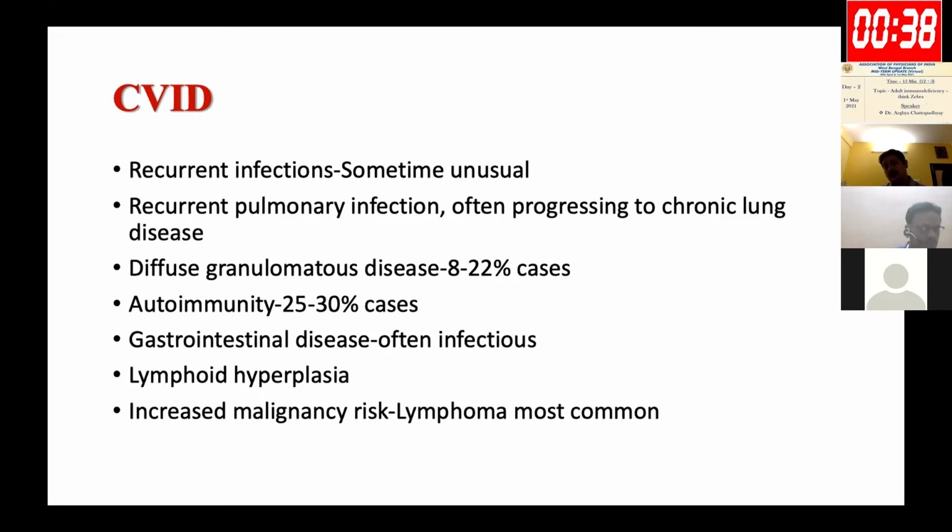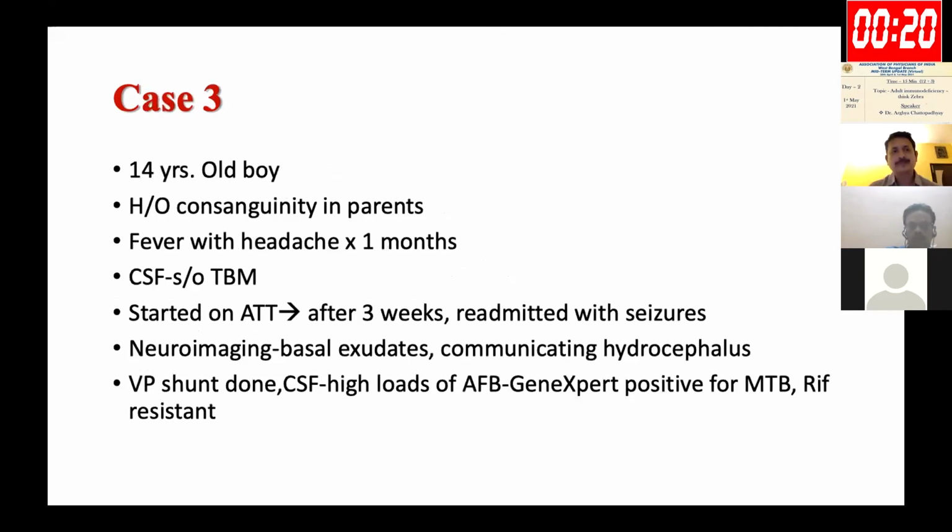Other than lymphoma, GI malignancy is one of the very important clues that a patient can have CVID. That immune deficiency can lead to development of H. pylori infection, and that resistant H. pylori infection that cannot be cleared can lead to development of GI malignancy.